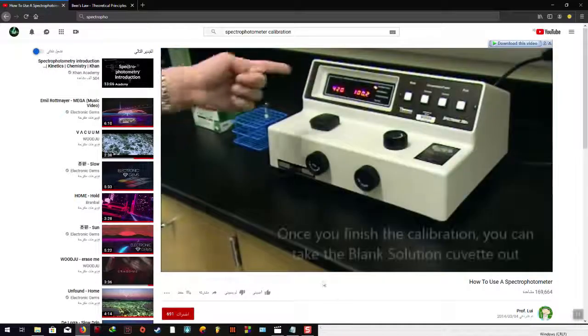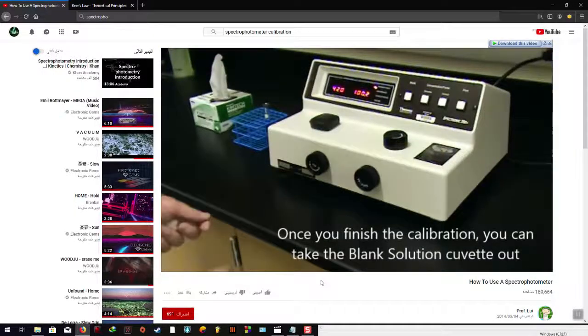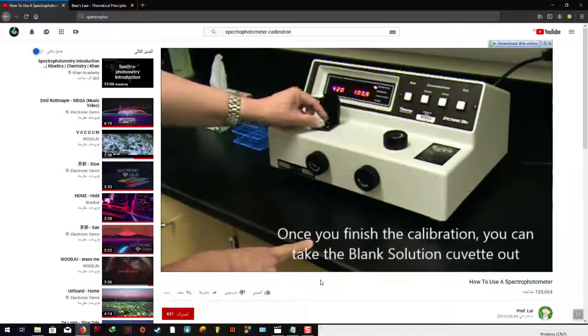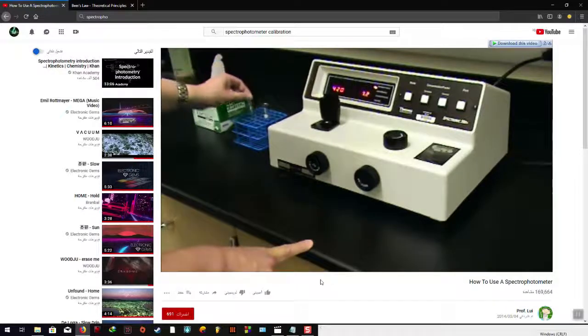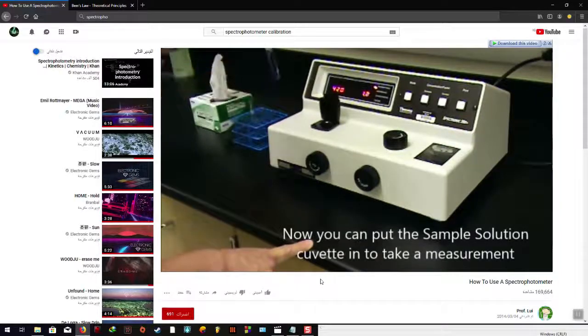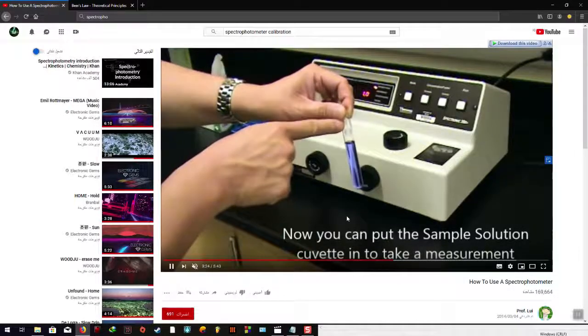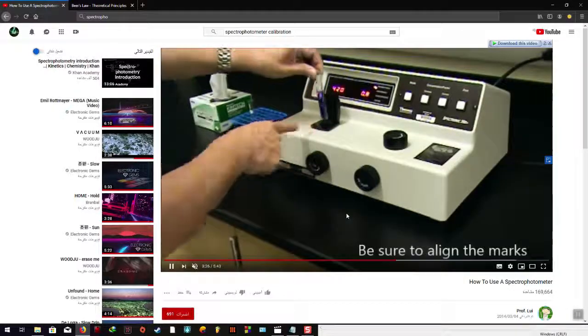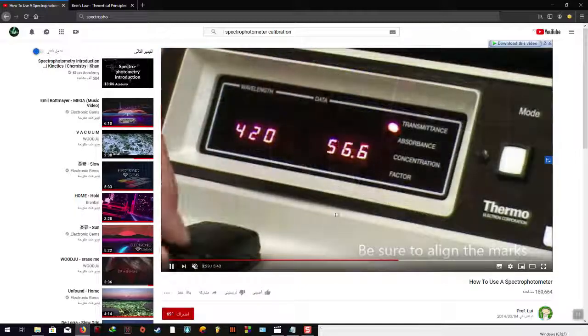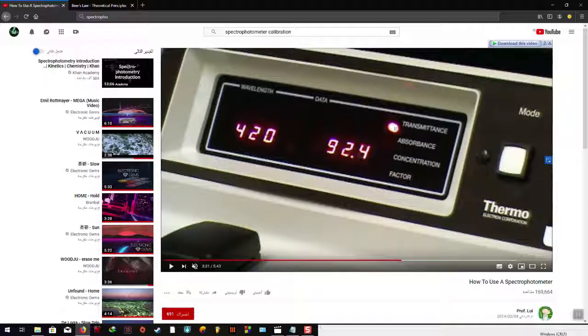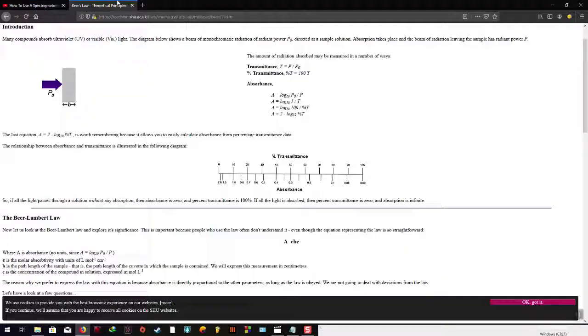After we zero this calibration, we must take the cuvette out. Here we place our sample, which has the level we are trying to measure. Now the device is using this formula, as I said to you before. This formula is used to calculate the transmittance.